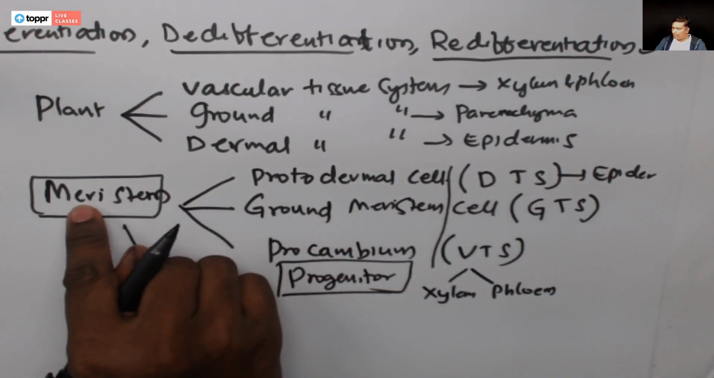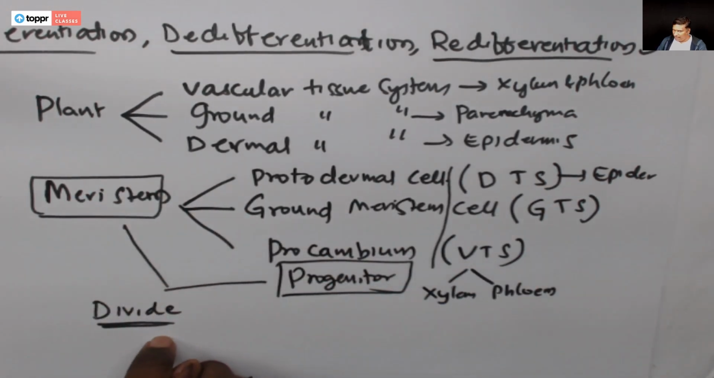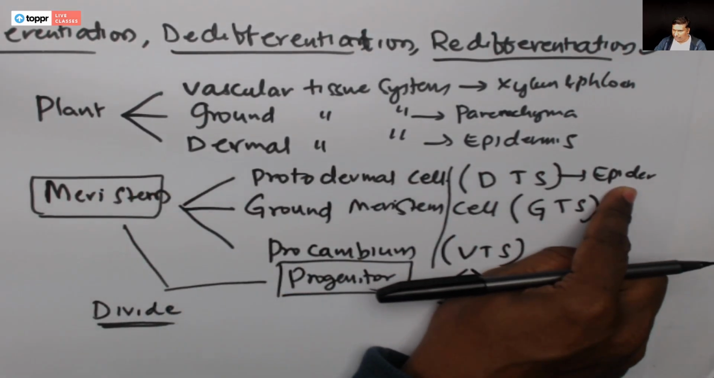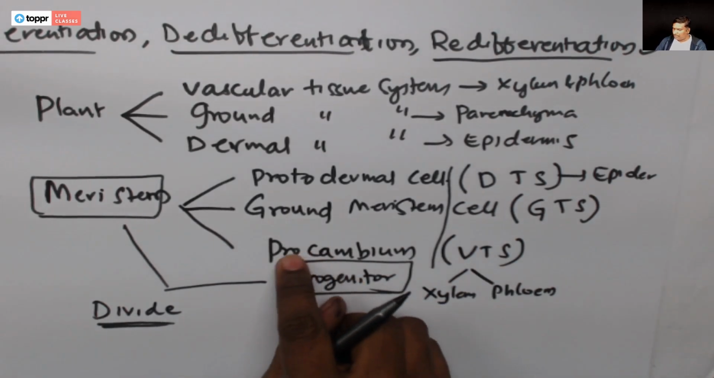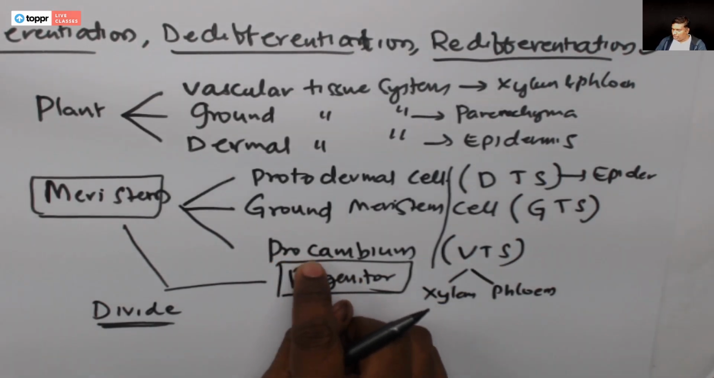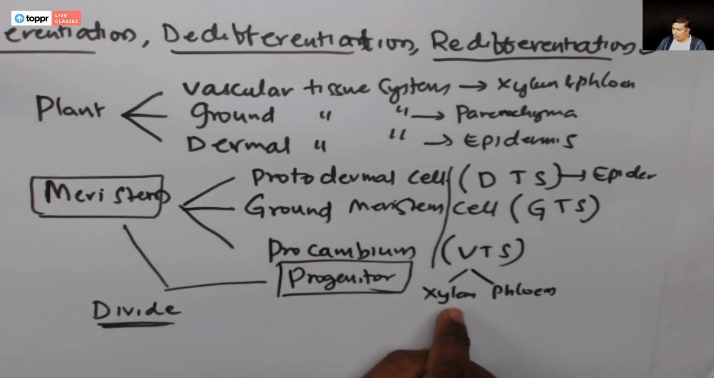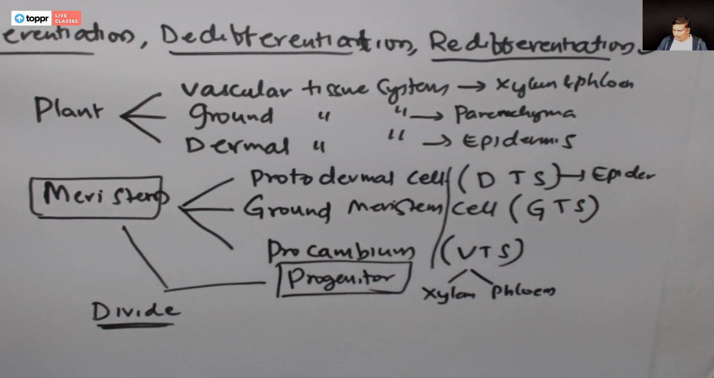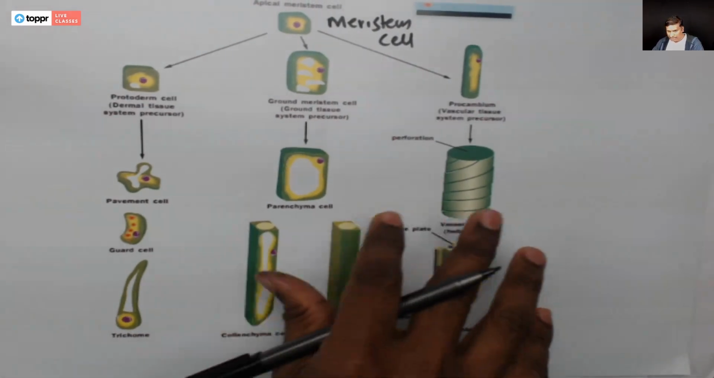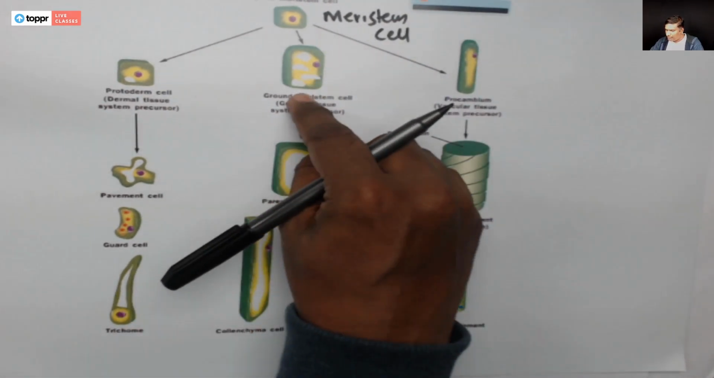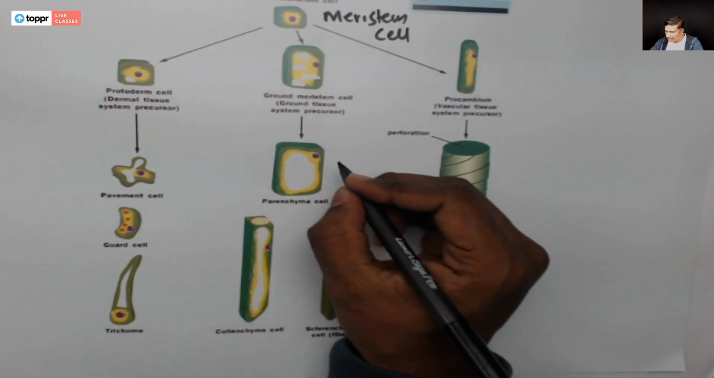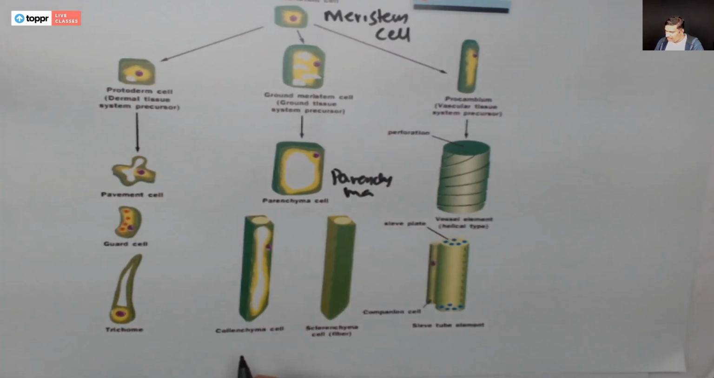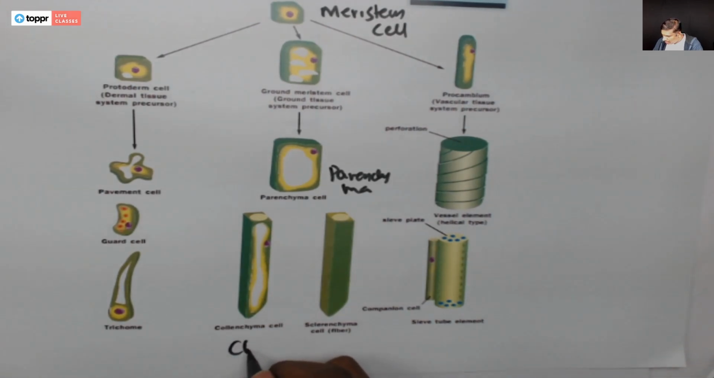So here we are starting with a cell which can divide and convert into any kind of cell. Let's take this example, the procambium cell. The procambium cell has the ability to convert into xylem tissue or the phloem tissue. Before going into those details, let's see: from the ground meristem cell, you are getting the parenchyma cell, the collenchyma, right?